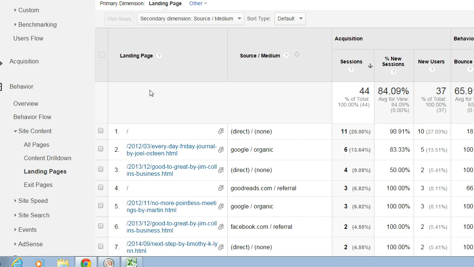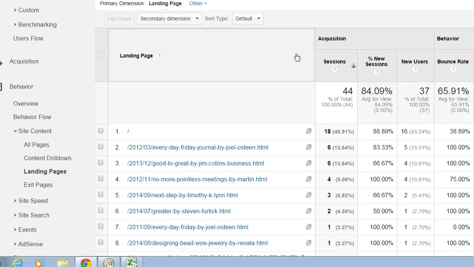So it's good with most data and analytics to not look at just one figure or one section, like looking at landing pages only. You want to drill into that and look at things such as the behavior over here towards the right, and sessions, how many people, and of course where people came from originally. You can easily remove a secondary dimension just by hitting that X, and now we're back to just the landing page only.